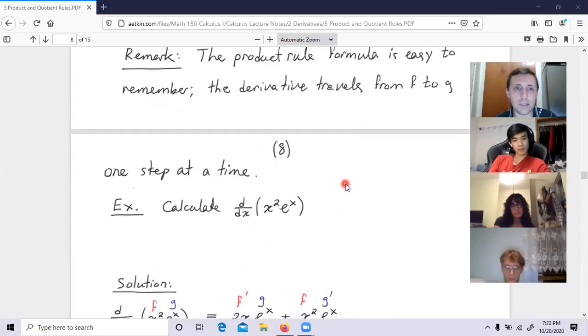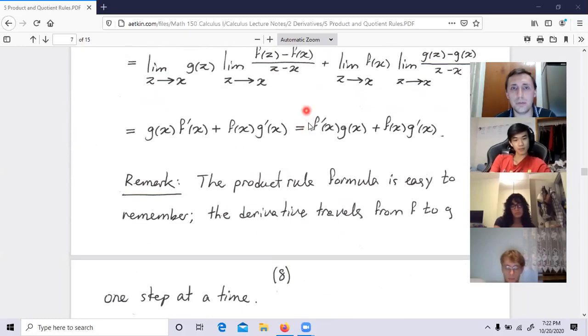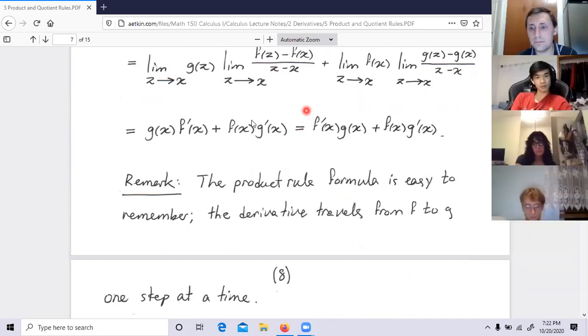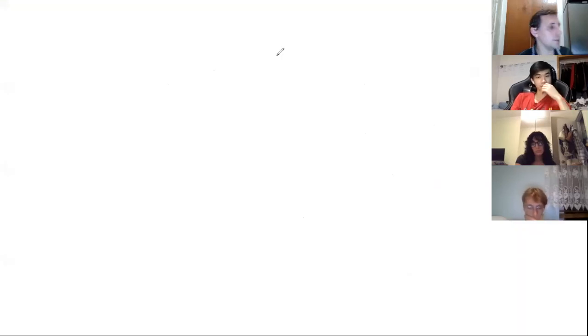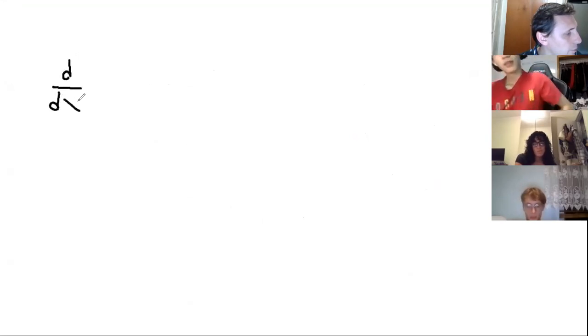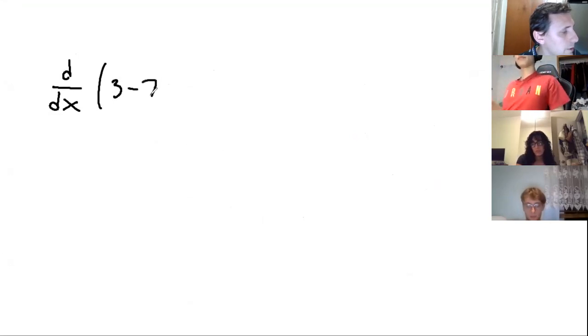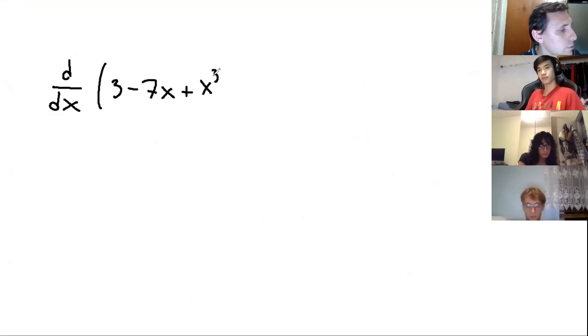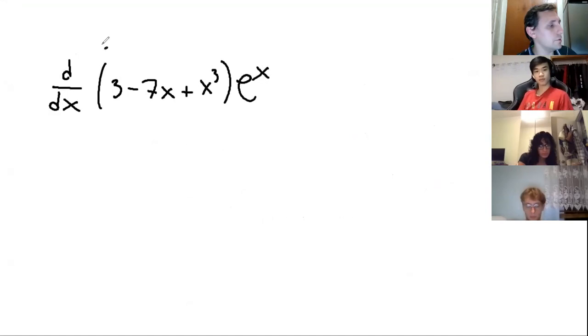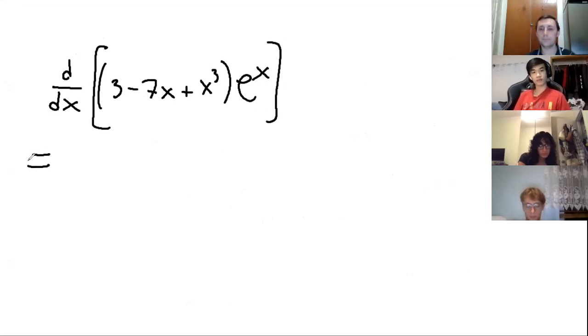Okay, let's do one more question. I will just write it. Please take the derivative. Again, we have very few interesting functions here, so let's do it like this. Let's have 3 minus 7x plus x cubed, and I multiply it by e to the x. Take the derivative of that expression, please. You can do it fast.